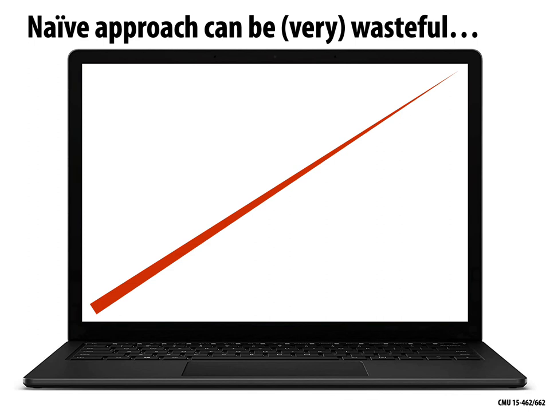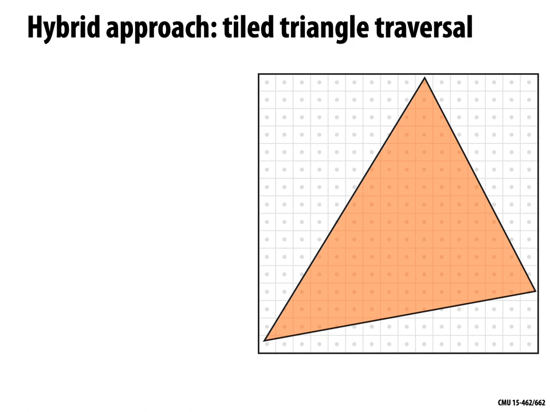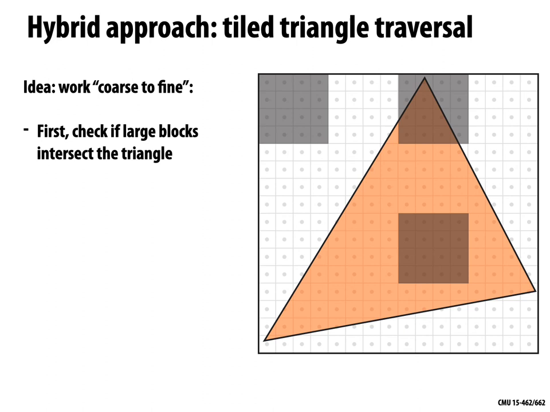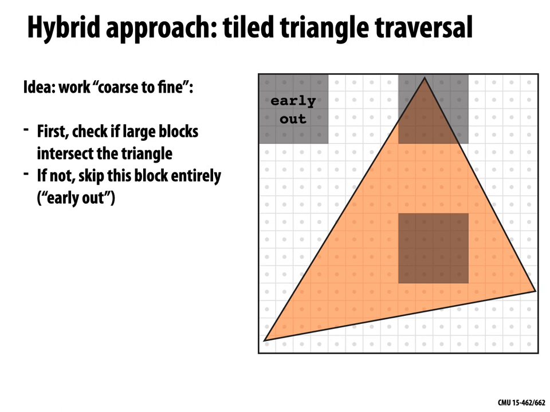So I can take kind of a hybrid or coarse-to-fine approach and first ask if large blocks of pixels intersect the triangle. So before testing any individual pixel, I draw some kind of medium-sized square. I ask, does this block intersect the triangle or not? And if not, I'm in good shape, right? If I know that this gray box in the upper left doesn't intersect the triangle at all, then I don't need to do any more work. None of those pixels are covered.